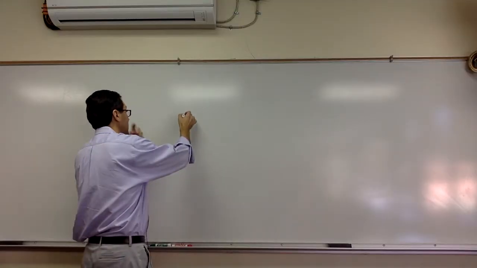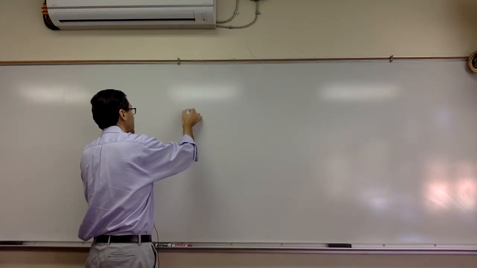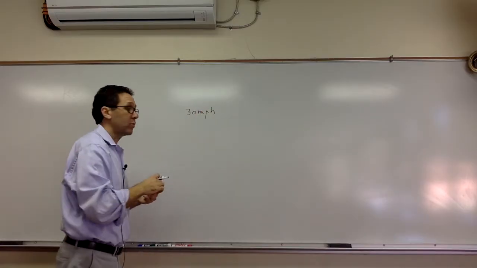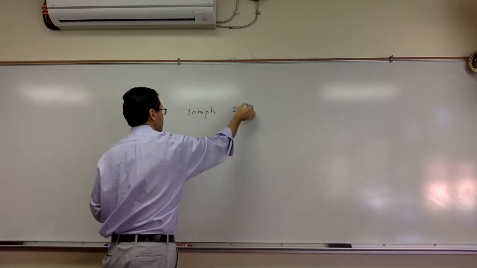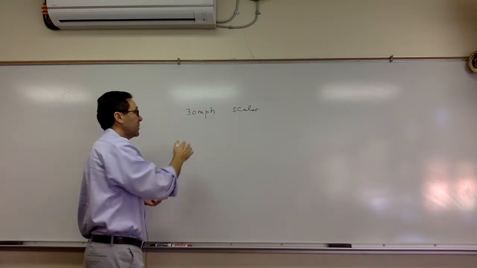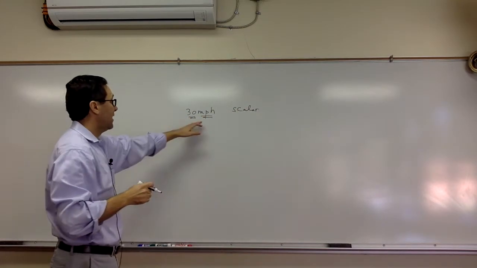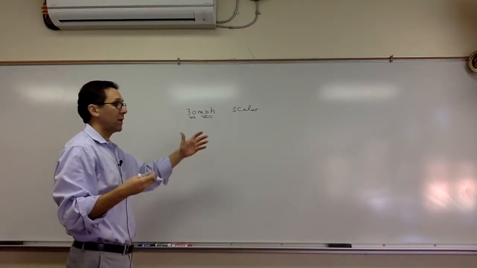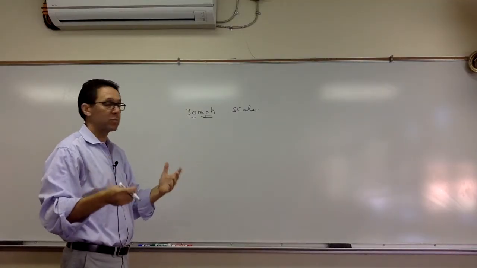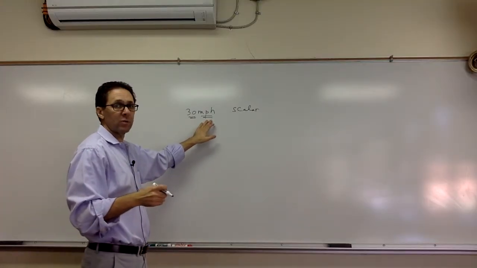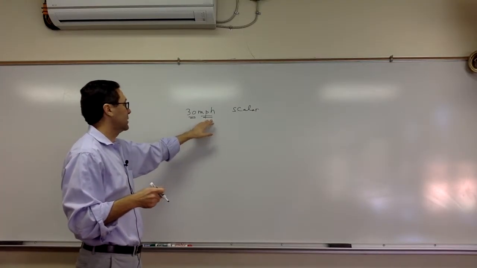So if I say that my velocity is 30 miles per hour, that's a scalar quantity. So this is what we call a scalar. So it's basically a number with some units, right? And I have to put the units, otherwise if I just say I'm driving at 30 what? Meters per second, miles per hour, kilometers per hour. So I have to have units. Units are extremely important in science.